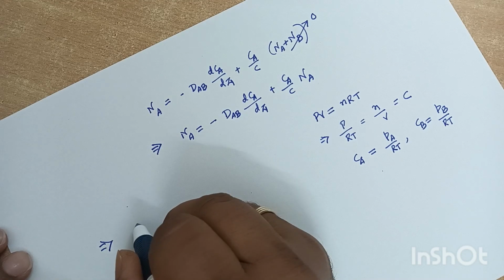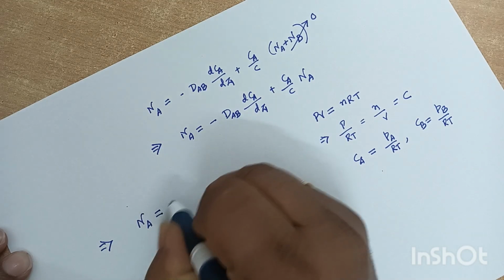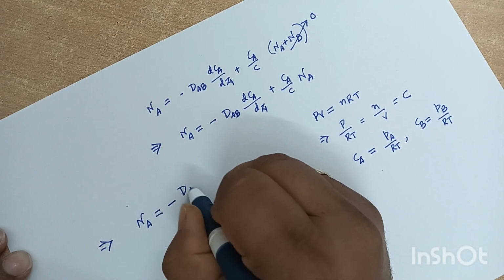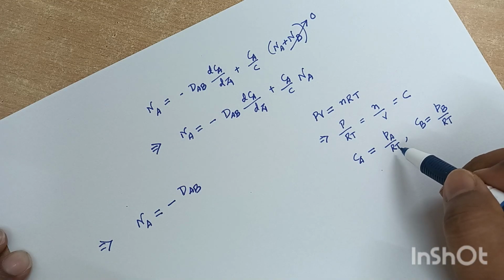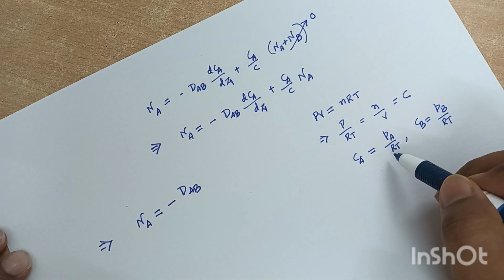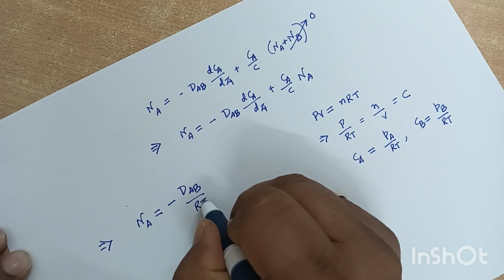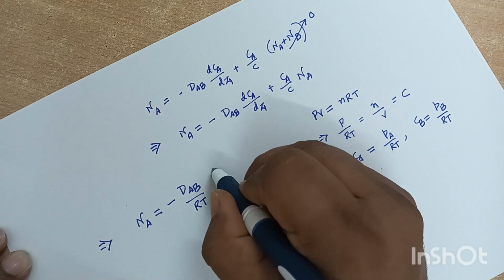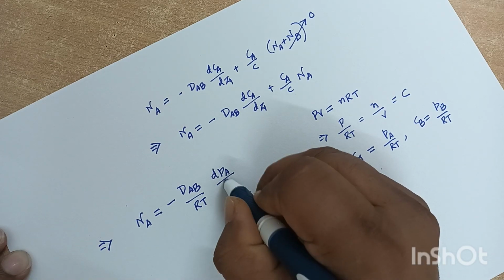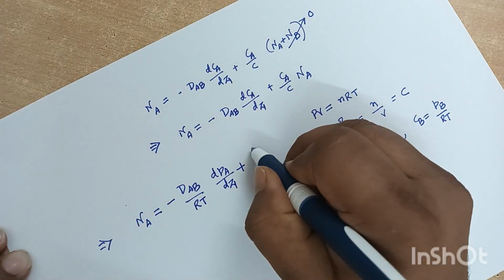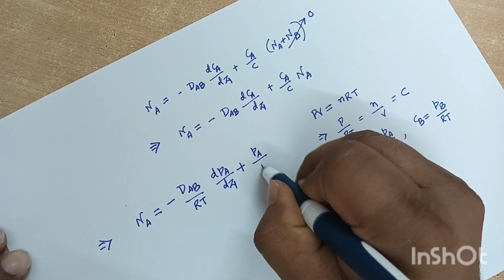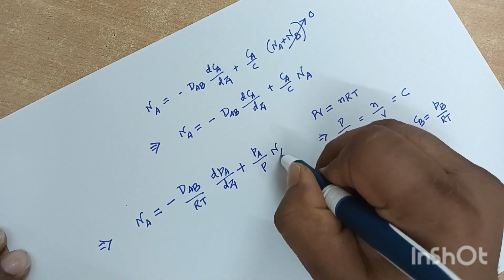So it's going to be Na is equal to minus DAB. CA can be replaced by PA over RT. RT is constant, so it will come out of the derivative sign. So it will be minus DAB over RT dPA over dZ plus CA over C, which is nothing but PA over P, Na.